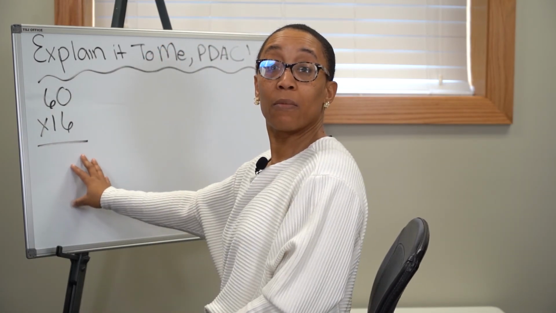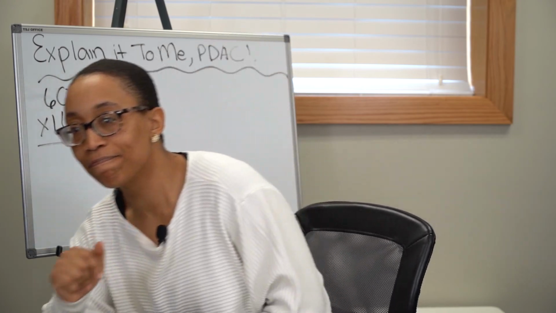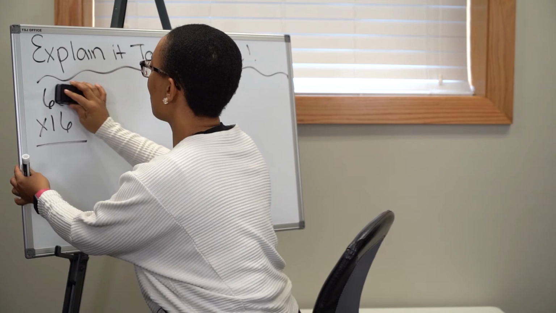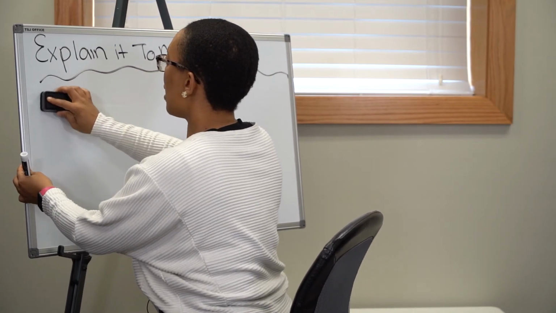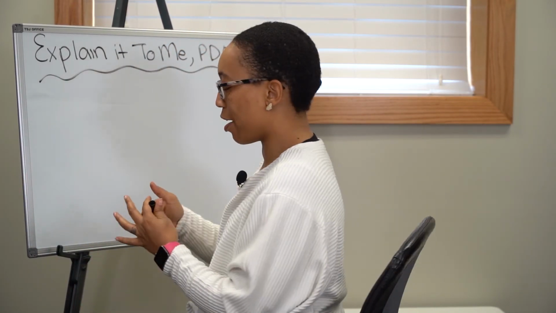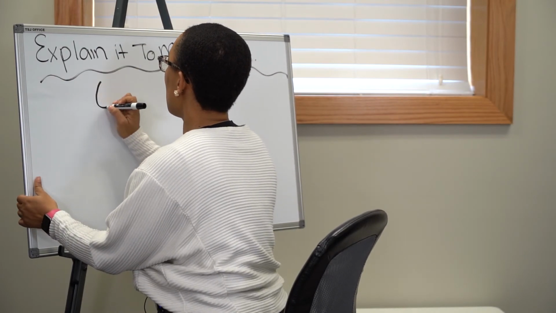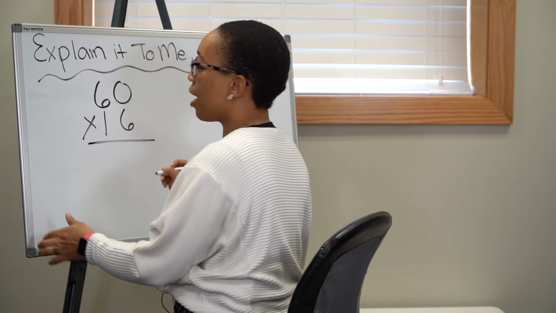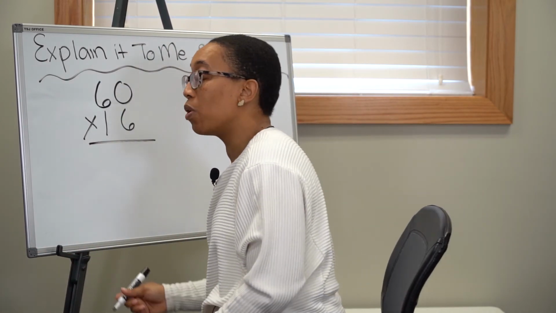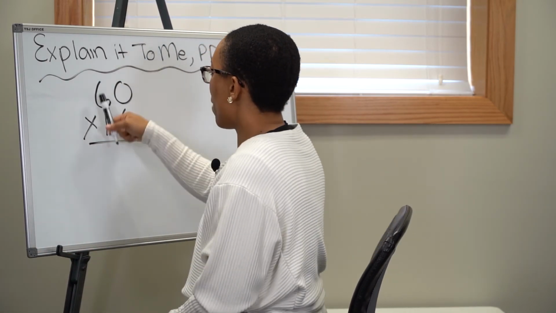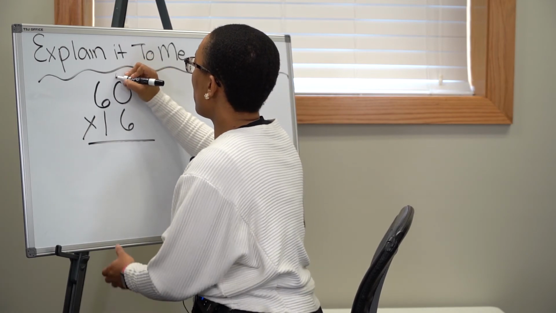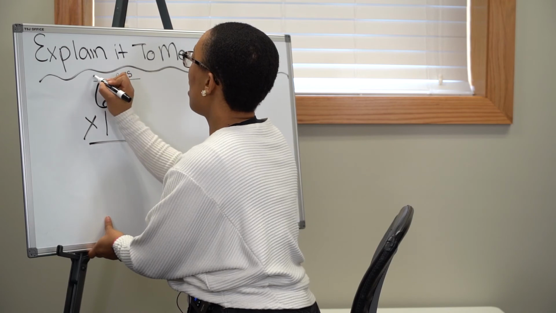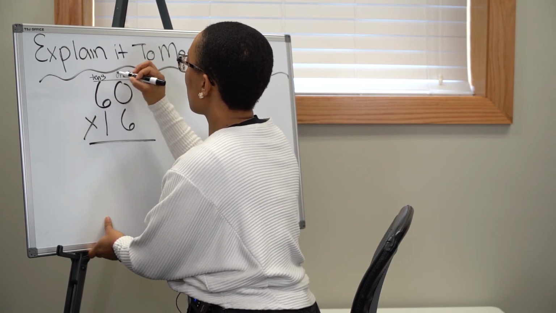Can we see this on the board? We can. I'm going to write it bigger. First, let's understand what we are doing here. The problem is 60 times 16. What you do is you go one place value by another place value. This one over here is ones, and forgive me, I did not leave myself a lot of space. This one over here is tens.